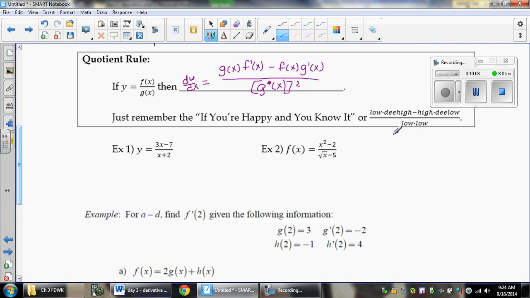The other thing that I usually do with it, which I think is faster because you don't have to pause to clap in the middle, is I sing low D high minus high D low all over low times low, but I do it with Mary Had a Little Lamb. Low D high minus high D low all over low times low. I think that's faster. Again, no clapping, but it's completely up to you. Low, bottom times the derivative of the top, low D high minus high D low all over low times low.